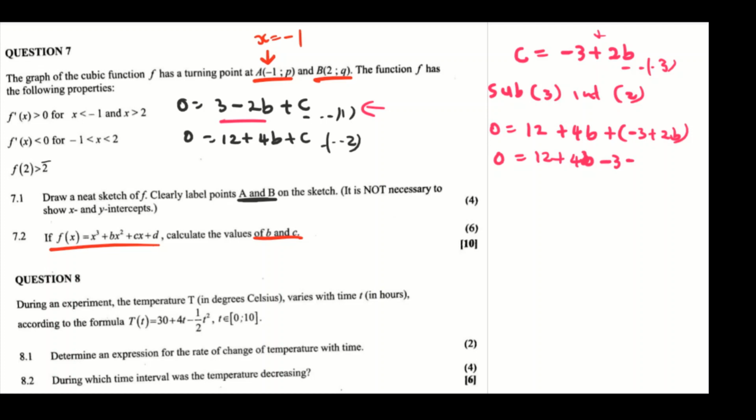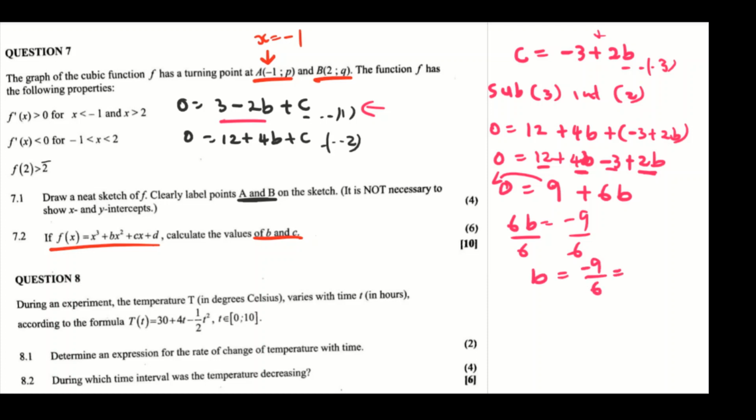minus 3 plus 2b. And then 0 is equal to 12 minus 3, which gives you 9. And then 4b plus 2b is plus 6b. Transpose the 9 to the other side. You have 6b is equal to minus 9. Divide by 6 on both sides. B is equal to minus 9 over 6, which is equal to, 3 goes 3 times here and 3 goes 2 times here, so it's minus 3 over 2. So B is equal to minus 3 over 2.